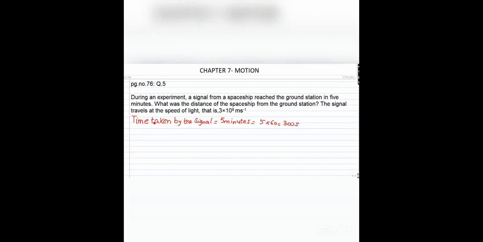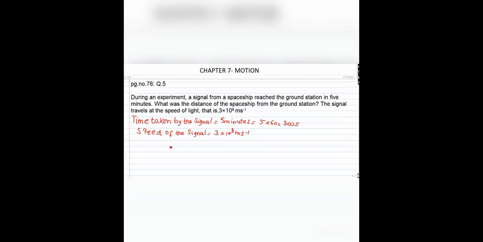So next what do we have? We have the speed of the signal. Speed of the signal is equal to the speed of light, which is 3 into 10 power 8 meters per second. So what is asked in the question?